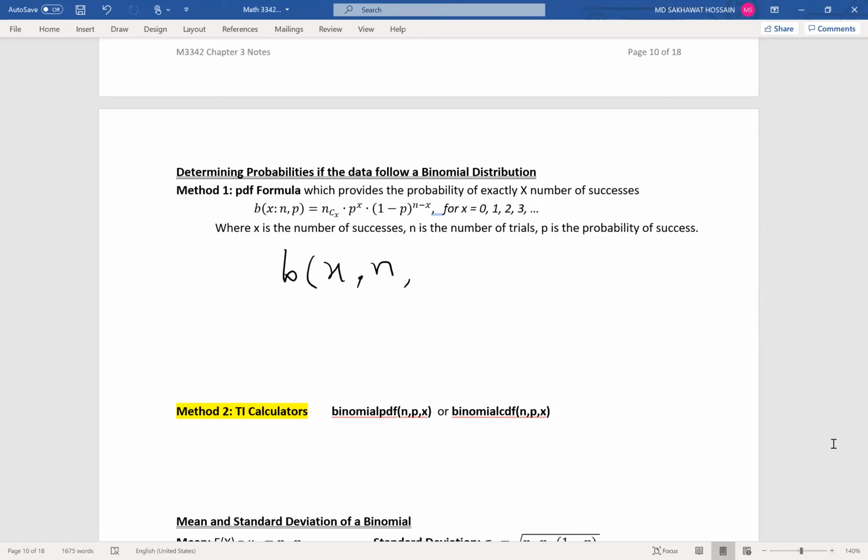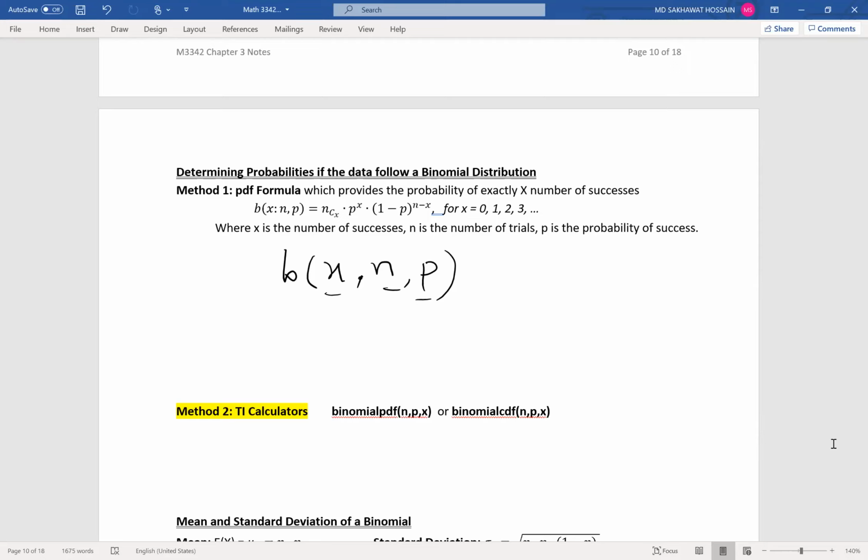and N is the number of trials. That means the total number of trials. And P is the probability of success in each trial. So X is the number of successes, N is the number of trials, and P is the probability of success. You need these three values to get the probability from the binomial distribution.